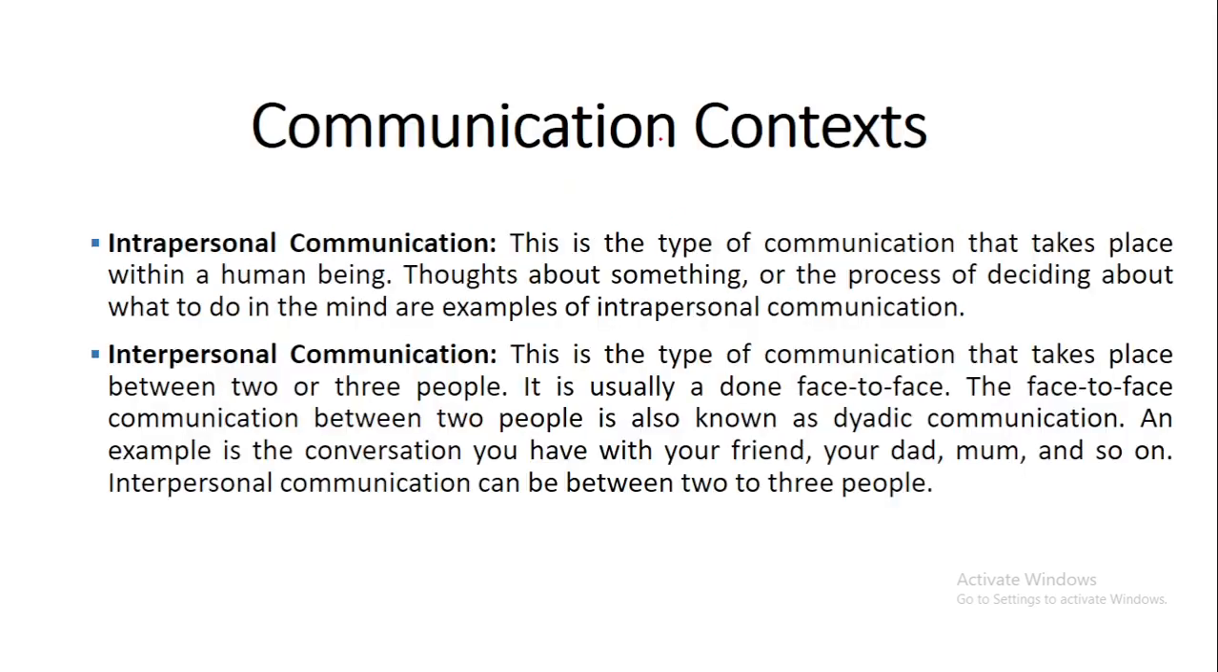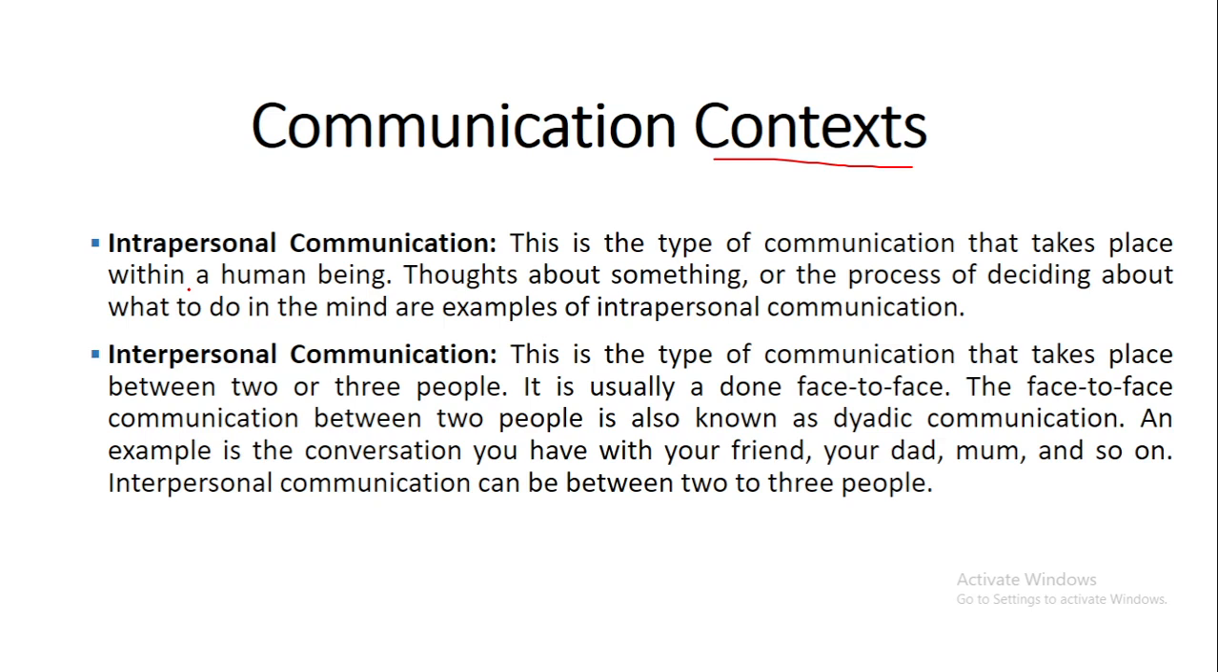Now these are the communication contexts. These are the situations, or these are the scenarios where you will be communicating. The first communication context is intrapersonal communication. Now what kind of communication is this? This is the type of communication that takes place within a human being. You are not communicating to people other than you. You are not talking to somebody else. You are basically trying to communicate with yourself. You are trying to think, you are trying to understand things within yourself. So there is always a communication going on between a person and himself.